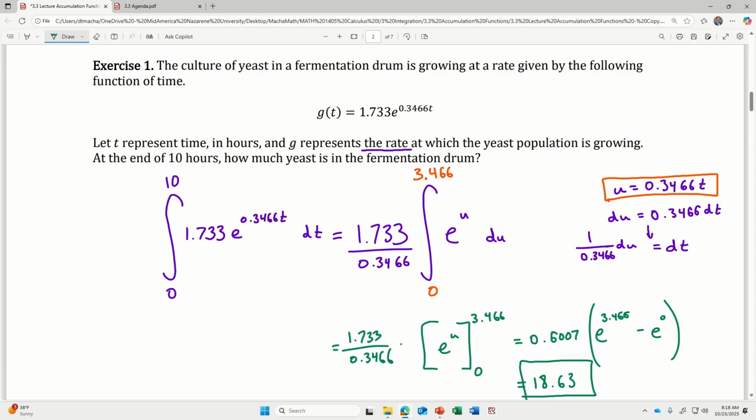I don't know what units that is. I guess that's fine. Units of yeast, some kind of unit. Grams, pounds, who knows? All right, any questions about how we did that?